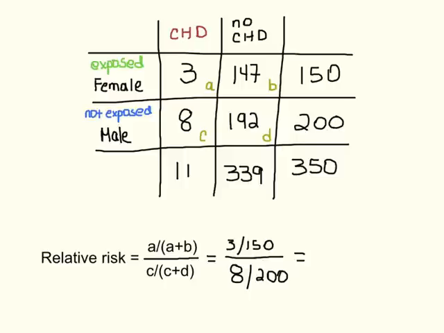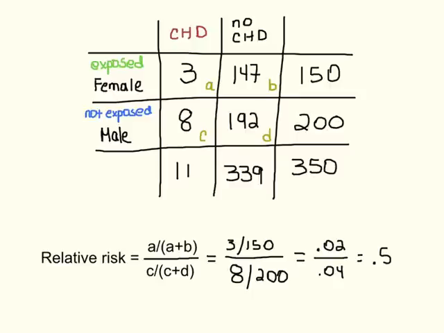Okay, and then 3 divided by 150 equals 0.02. 8 divided by 200 equals 0.04, and 0.02 divided by 0.04 equals 0.5. And so we see there's a relative risk of 0.5 for being female and developing CHD. The fact that the relative risk is below 1.0 means that the exposure is protective against the outcome of CHD. That's because the incidence is lower in the exposed group versus the unexposed group, and specifically it's lower by 50%. So the 0.5 relative risk means that the exposed group is 50% less likely to develop the outcome than the unexposed group.